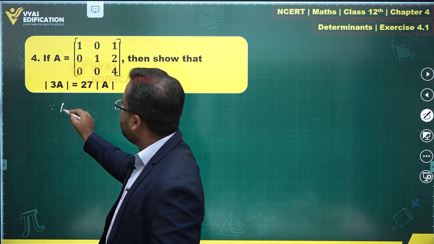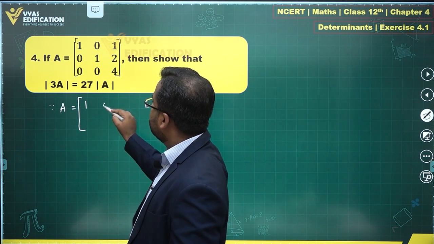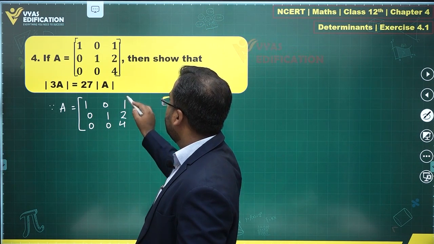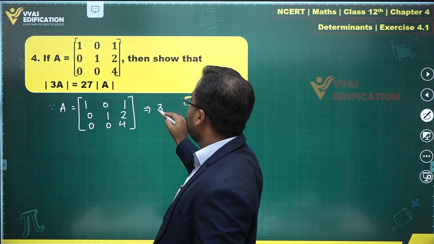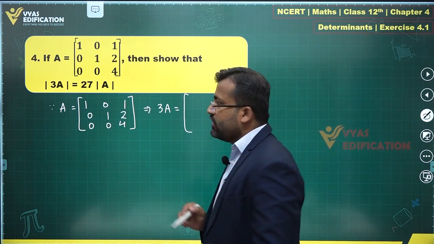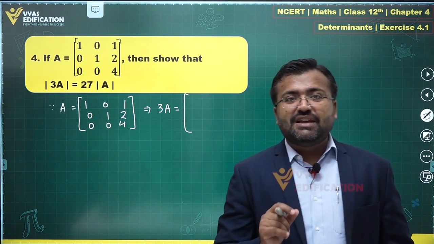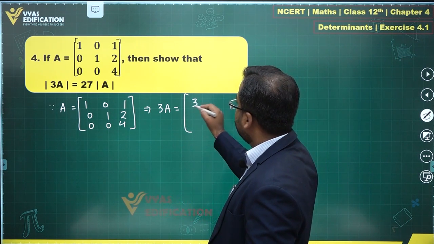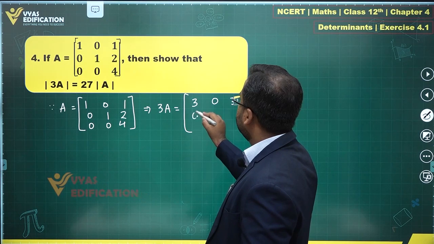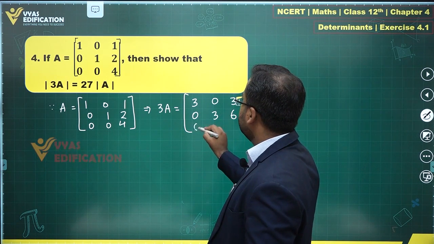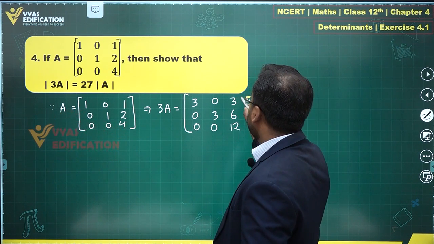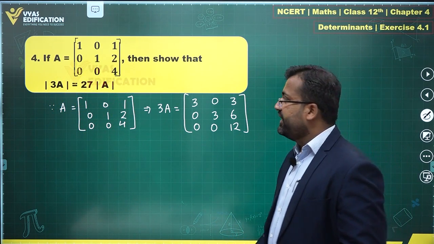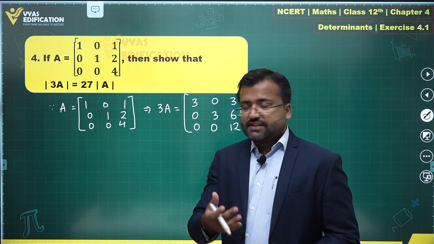Yes, since A equals 1, 0, 1, 0, 1, 2, 0, 0, 4, this implies 3A will be equal to what? Now you can obtain 3A by multiplying each element of matrix A by 3. So each element of A, this is 3, 0, 3, 0, 3, 6, 0, 0, 12. This is what we have, right? This is 3 times A matrix. What next? Let's further solve this.